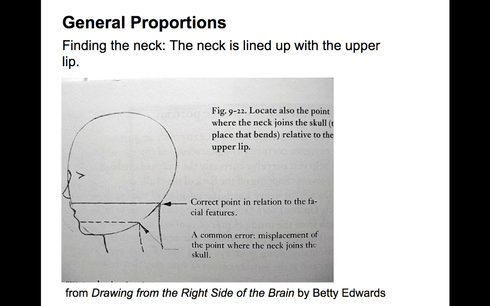This is another really useful illustration I have from Drawing on the Right Side of the Brain, where people often make a very little neck. And the neck can be drawn from the top of the lip back in profile, straight back, and that's where the base of the skull is, the base of the cranial notch.